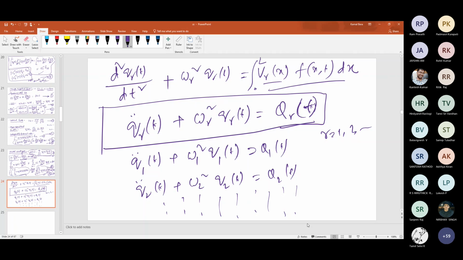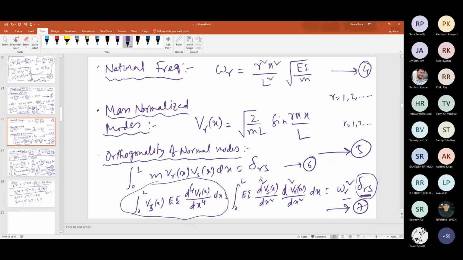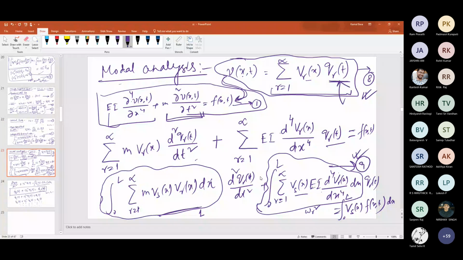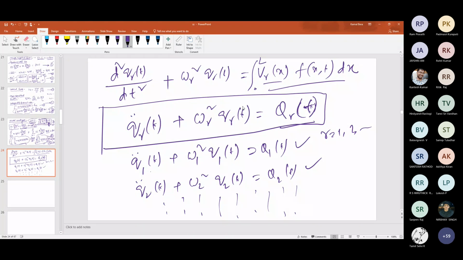Not all are required. First 10 modes or 20 modes you take, you find q_1, q_2, q_3 like that. Once you obtain q_1, q_2, q_3, put them back here. Is V_r(x) known to you or not? Known, yes. It is the eigenfunction, the mass normalized eigenfunction. Now we have obtained q by solving each single degree of freedom system equation. Put it here, get the response. That's all. They are all single degree of freedom equations, one by one.